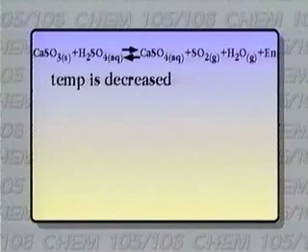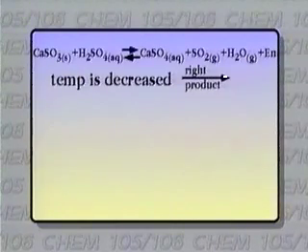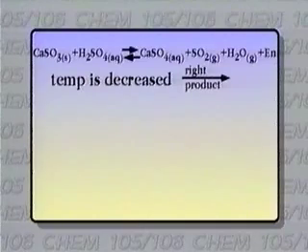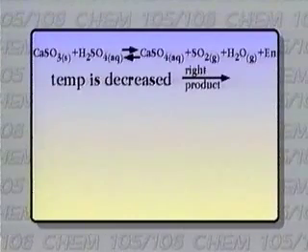And in order to do that, it would have to do what? Shift toward. If I decrease it, the system will try to increase it. The only way it can increase it is to produce more products. So it's going to shift now to the right, producing a greater amount of products. So if I wanted to form sulfur dioxide gas by this process, the best way to do it would be to do so at a low temperature. That's going to favor equilibrium going towards the product side.